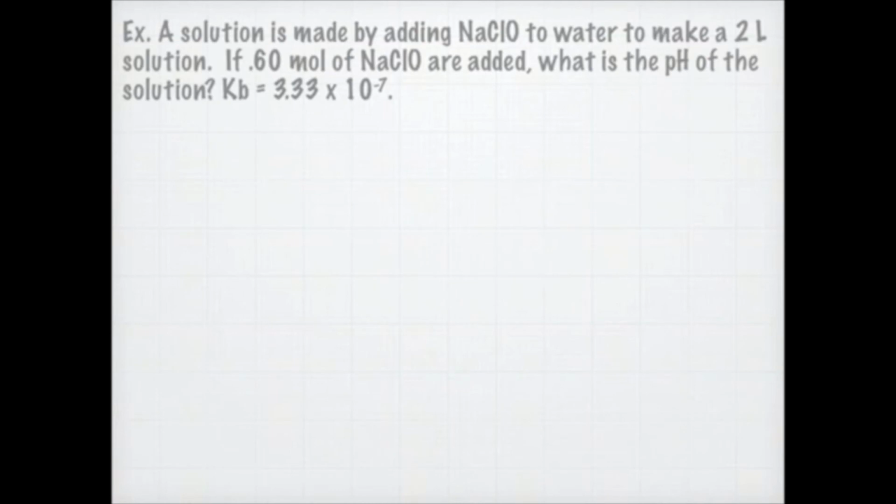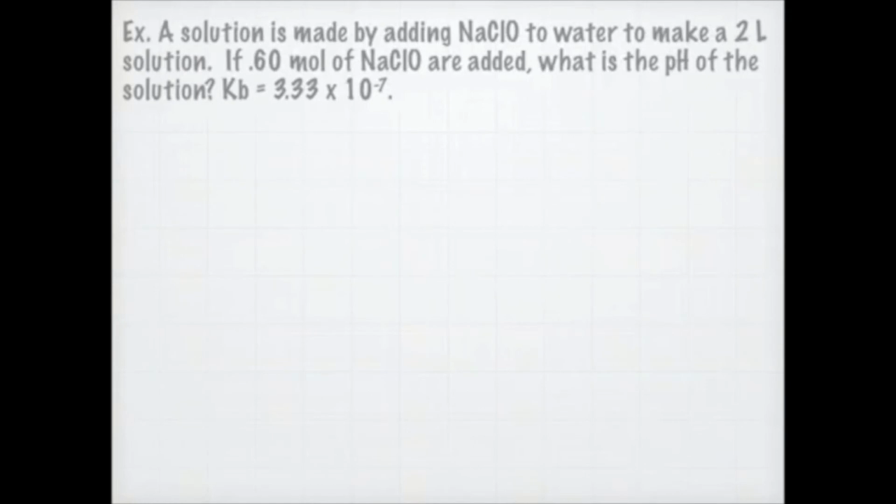So let's look at an example. Here it tells you that you have a solution that's made from sodium hypochlorite being added to water. Now, if you start with 0.60 moles of sodium hypochlorite, what is the pH going to be? Well, the first thing we've got to figure out is what part of this salt is going to be involved, and is it going to be acidic or basic?